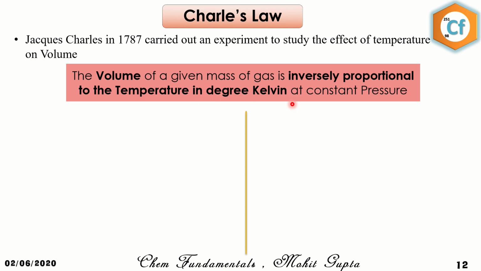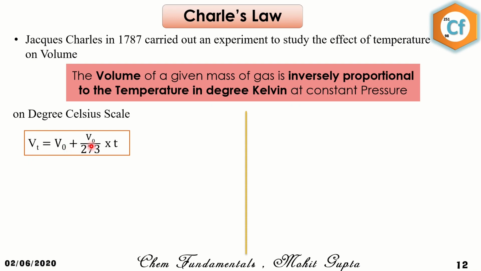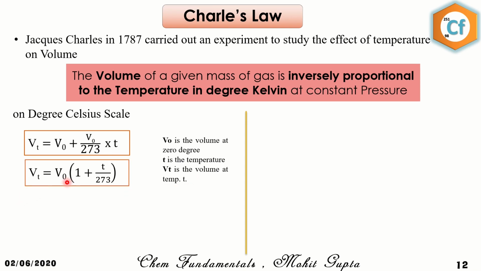In the degree Celsius case, Vt is equal to V naught plus V naught by 273 into t. Since it is on the degree Celsius scale, we have to introduce the factor of 273, where V naught is the volume of the gas at 0 degrees Celsius, which means we have taken the standard condition. t is the temperature of the gas and Vt is the volume of the gas at temperature t. Now Vt is equal to V naught; taking V naught common, I get 1 plus t by 273.